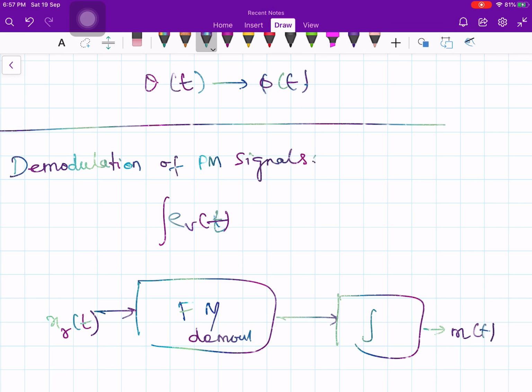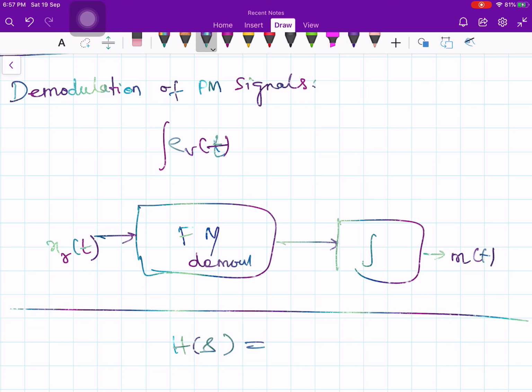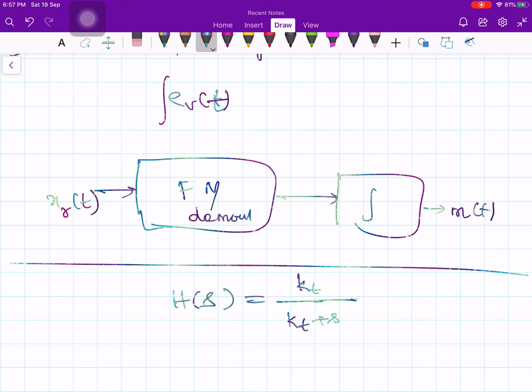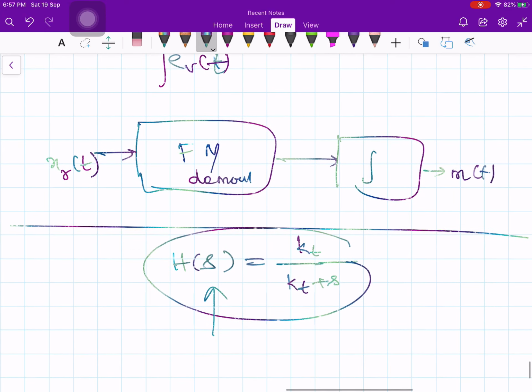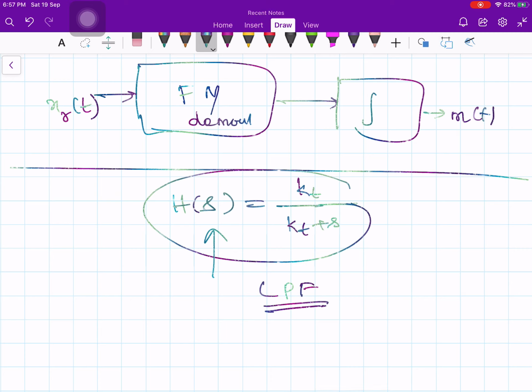Okay, so let me summarize some points about your phase plane plot, whatever we discussed till now. We derived H(s) equal to K_t divided by K_t plus s. Now what is the bandwidth of this filter? Actually this is a filter, right? Filter transfer function, let's say 3 dB bandwidth. It is a low pass filter. If we plot this, then it looks like a low pass filter. As omega increases, the value will come down, so it will attenuate the signal more and more.